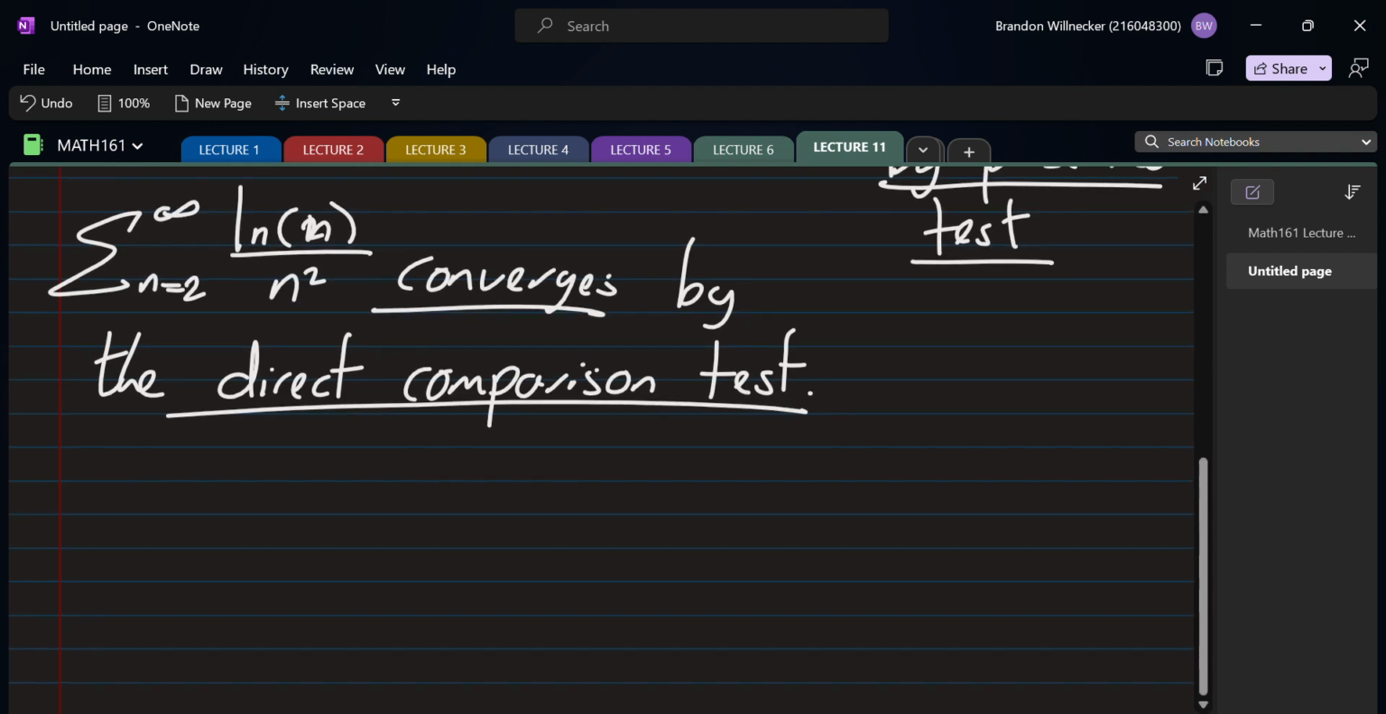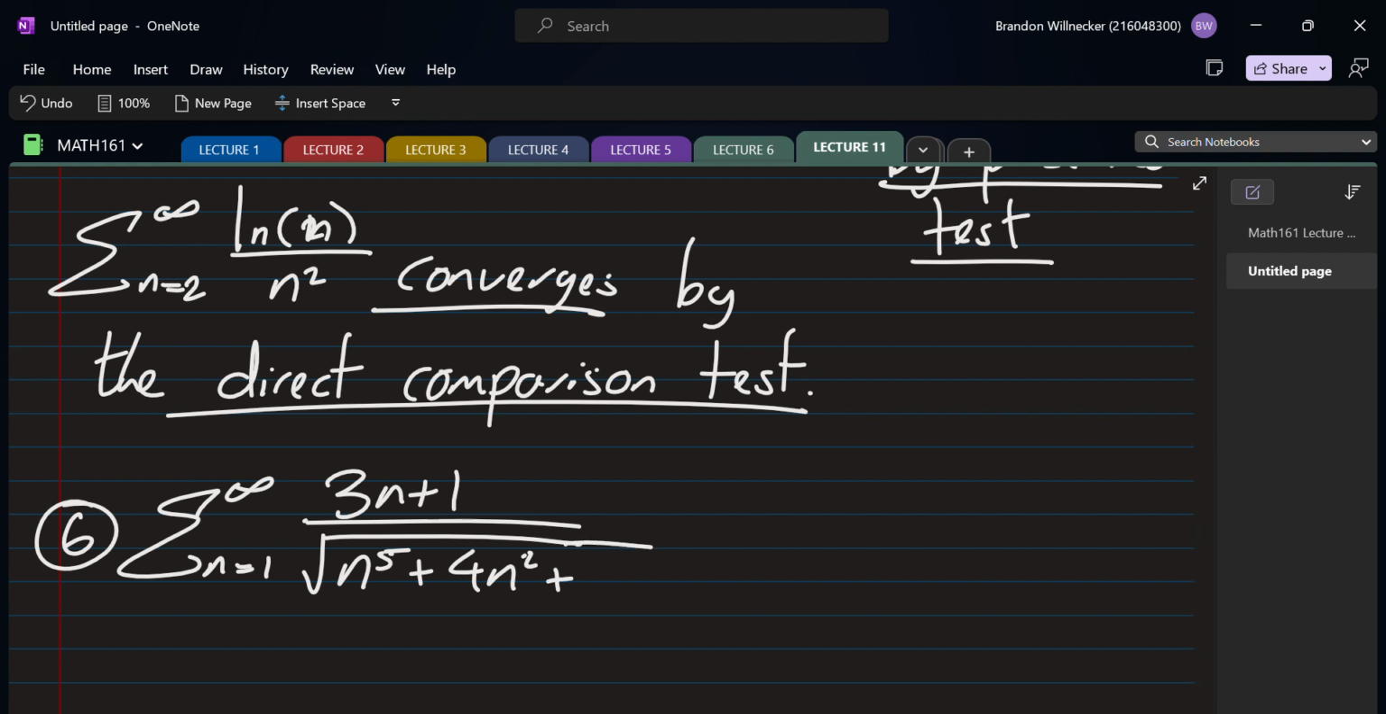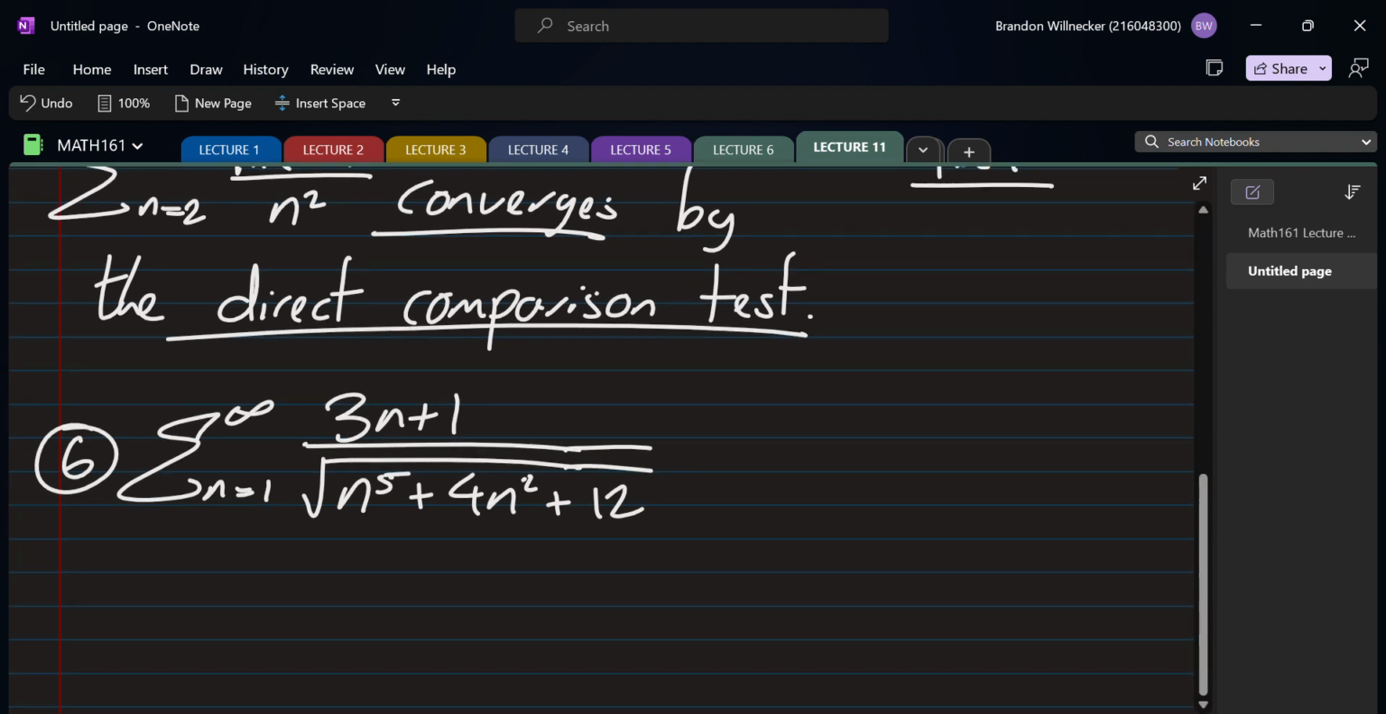Okay, let's have a look at another one, number 6. Here we have the sum from n equals 1 to infinity, 3n plus 1 over the square root of n to the 5 plus 4n squared plus 12. Okay, so now what we want to do is try and compare this to a series that we know either converges or diverges. So that's the easiest thing to do with these series. So we look at this and we see how can we relate this to something that we know.